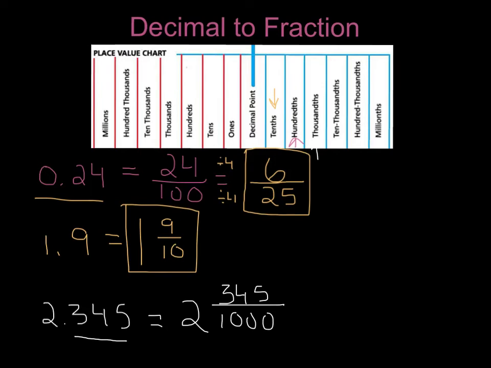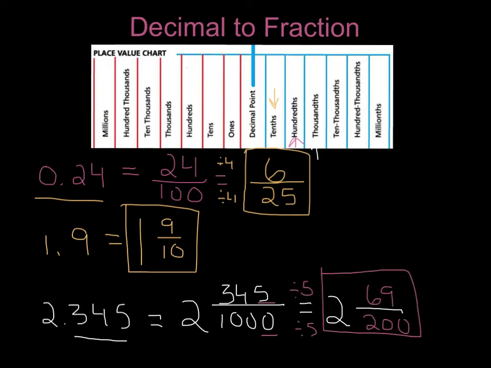And then we have to reduce that fraction. So 2 and something. Well, I know they're both divisible by 5 because one ends in 5 and one ends in 0. So divide them both by 5 and see what you get. You should get 69 over 200, which is fully simplified. So your answer is 2 and 69/200ths.